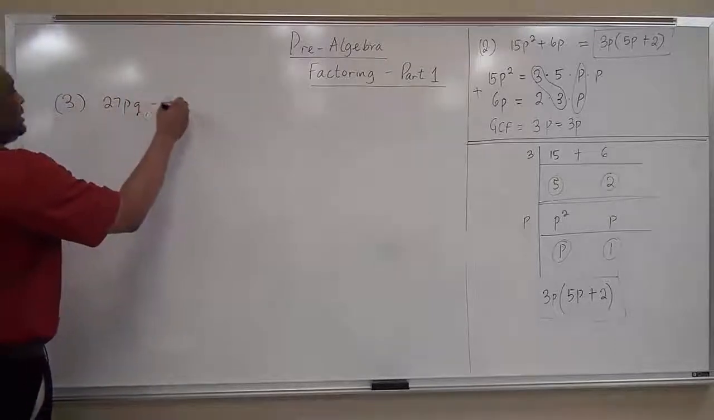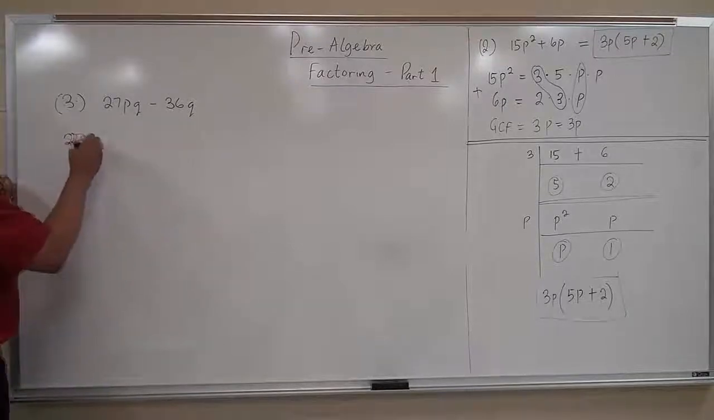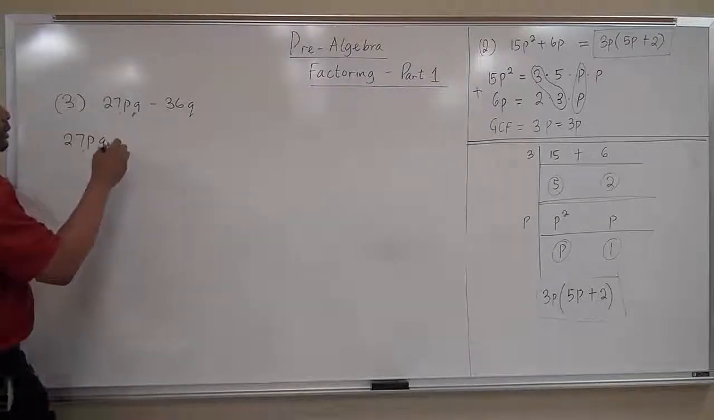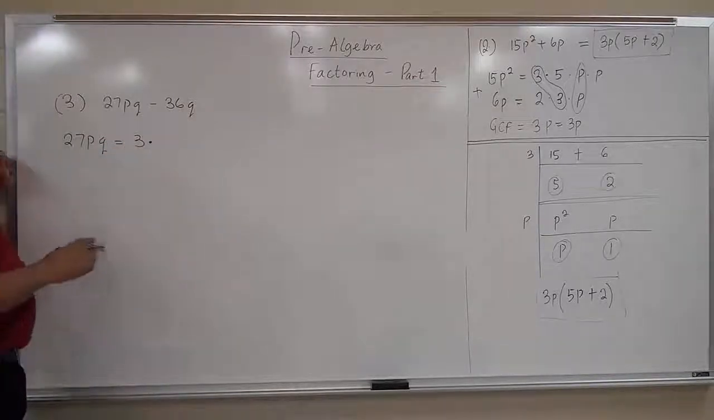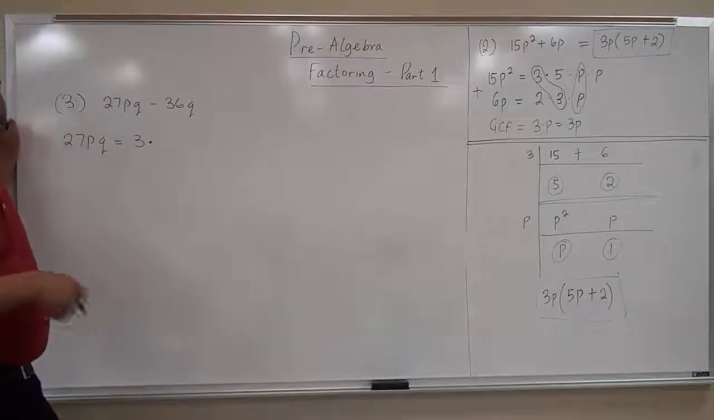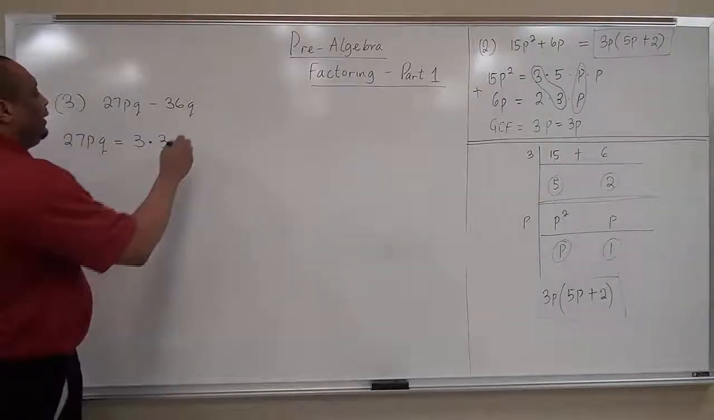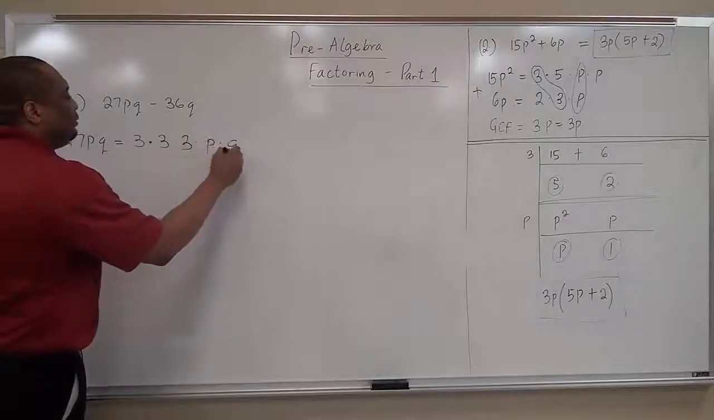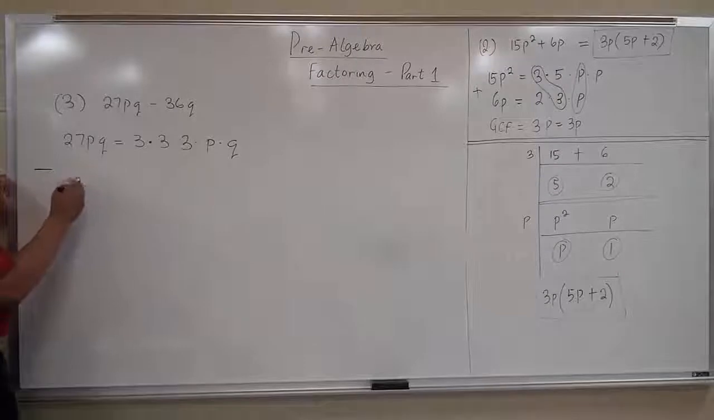Then 27pq minus 36q. So if we do 27pq, it's going to give us what? 2 cannot go, 3 times 27 divided by 3, 9. So 9, you can divide it by 3 again. 9 divided by 3, 3 again. Times p times q. Then this is minus. This is your minus here.